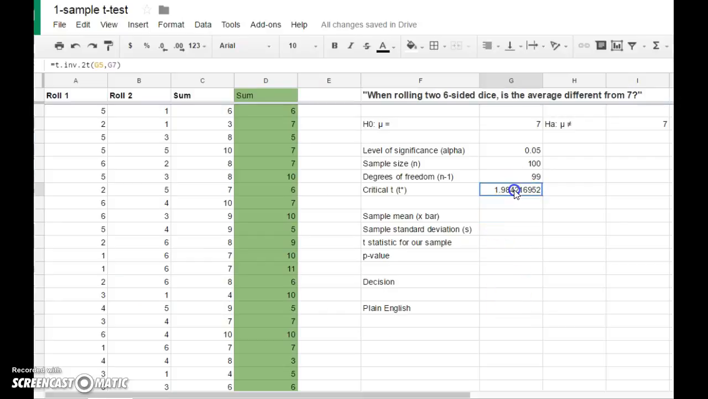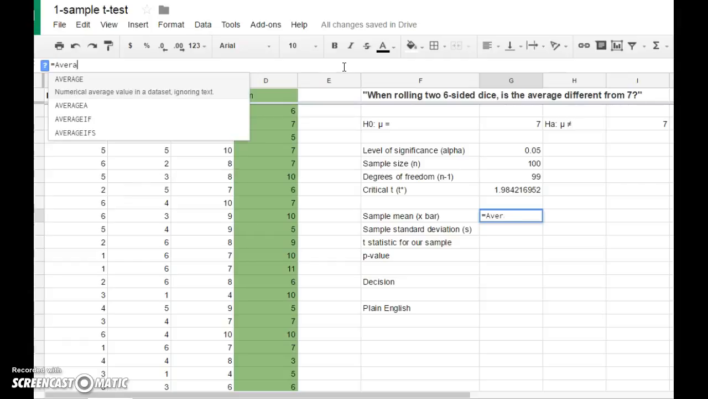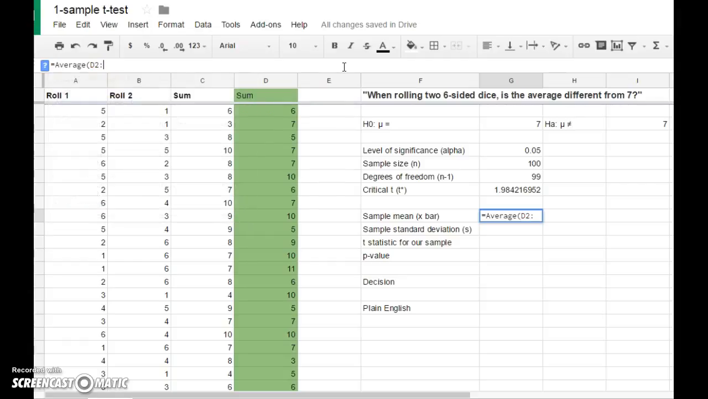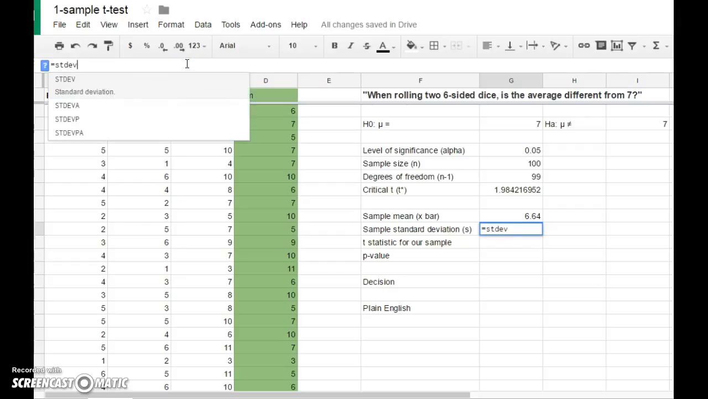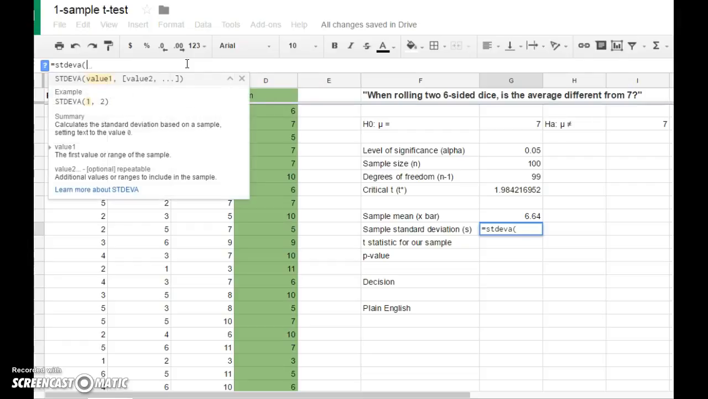Okay, so again, that's our target. This is the target for our p-value. This is the target for our t-statistic. Let's go ahead and see what we got with our actual sample. So our sample mean here would be the average of D2 through D101. Our sample standard deviation, we want the STDEV.S for sample, and that would be D2 to D101.